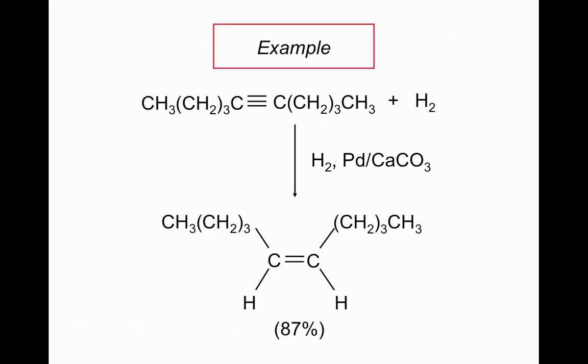Here's an example of what this looks like. We have an alkyne functional group up here, plus the addition of molecular hydrogen. We're using Lindlar's catalyst, which we recognize as palladium together with calcium carbonate. We produce our alkene product, and it's in the Z isomer form because we've used Lindlar's catalyst.